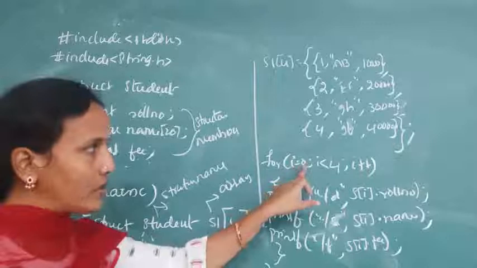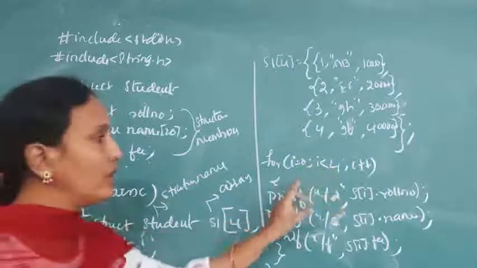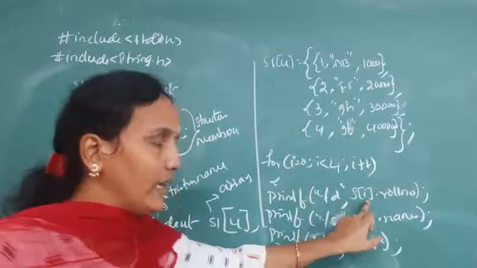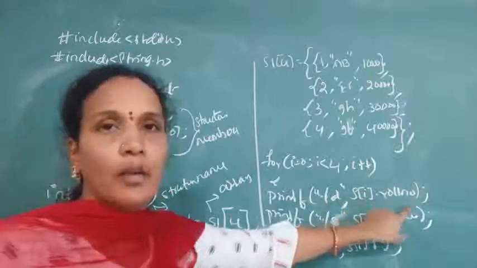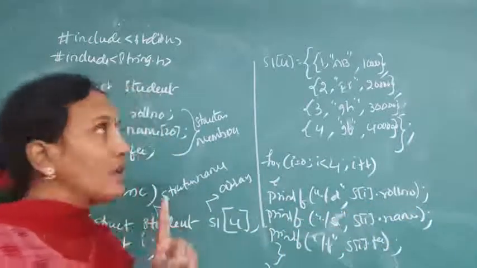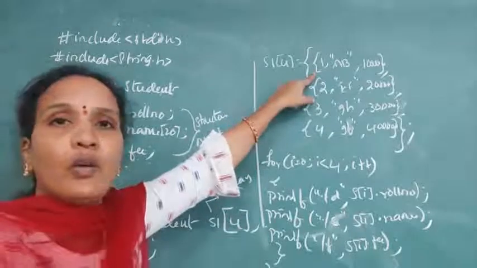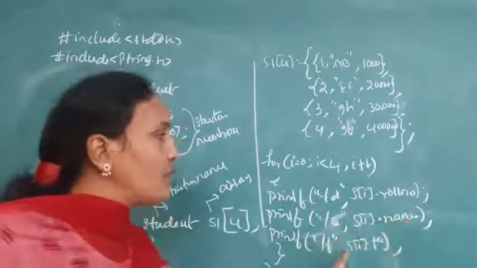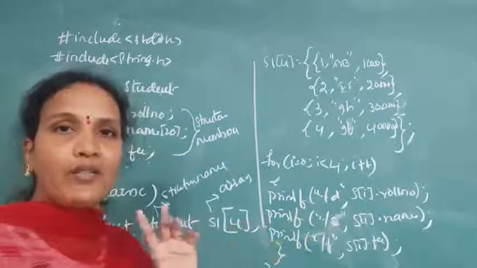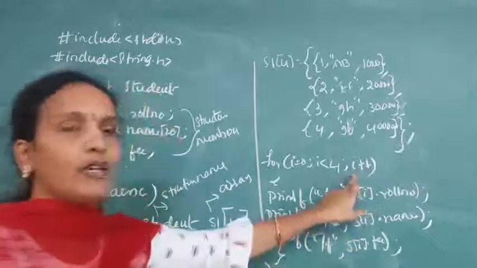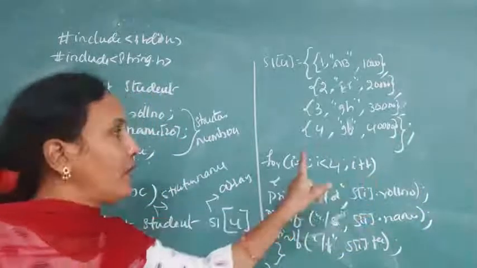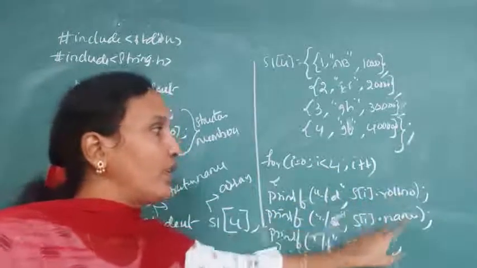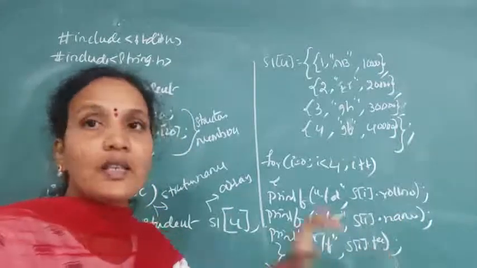Now i equals to 0, i less than 4, condition is true. Then we will enter the body of the loop, printf %d, Si. What is i value? 0 dot roll number. 0 means what? First record. So first student record will be printed on the screen. Now here first student name, first student fee. After printing the first student record, again i value is incremented by 1. Now what is i value? 1. 1 less than 4, condition is true. So S1 dot roll number, S1 dot name, S1 dot fee. Second student record will be printed.